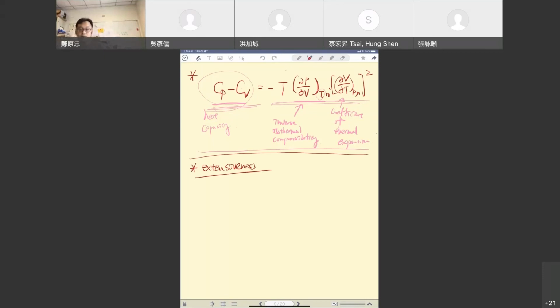Actually, all the thermodynamic properties can be classified as either intensive or extensive. In every conjugate pair, there is one extensive and one intensive property. For example, S and T are a conjugate pair. Temperature is intensive, while entropy is extensive. For P and V, pressure is intensive and volume is extensive. For chemical potential and number of particles, N is extensive and mu, the chemical potential, is intensive.